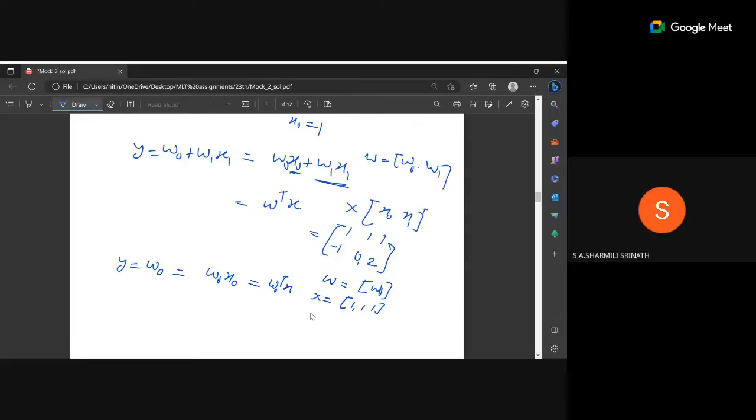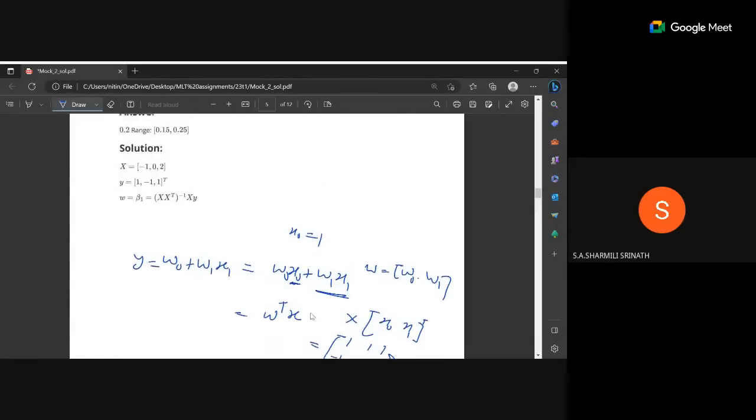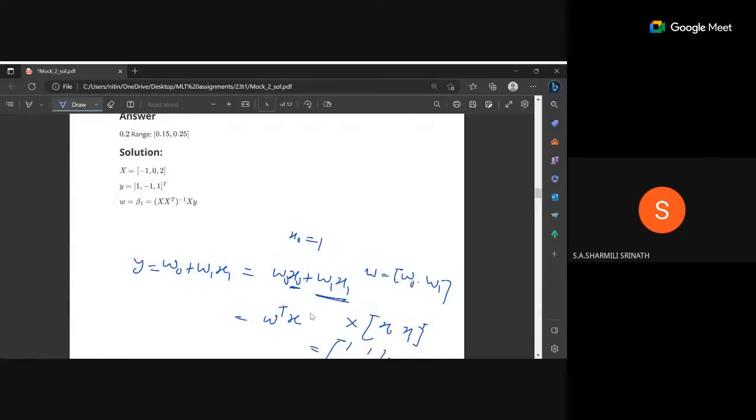Sir, actually, when live sessions happen, in case of a single variable, that is one-dimensional data, we can use the formula for W as summation of xi yi by summation of xi square, right? We will straight away get the value for W. Do we really need to compute this much? Actually, it's easy if we calculate using this formula, summation of xi yi by summation of xi square.